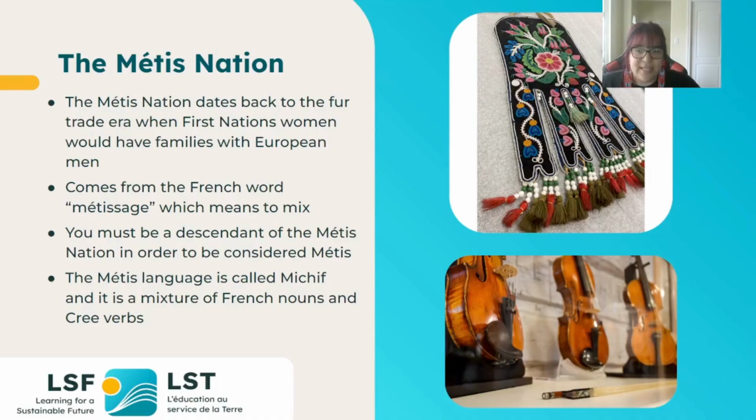And so we see this mixture of the cultures in the language, in the culture itself, like this new culture that it created. The language itself is called Michif and is a mixture of French nouns and Cree verbs. And if we look at the photos, the one on top is obviously influenced by the First Nations side with the beadwork. And on the bottom, we see a musical instrument, the fiddle, which obviously has European roots.